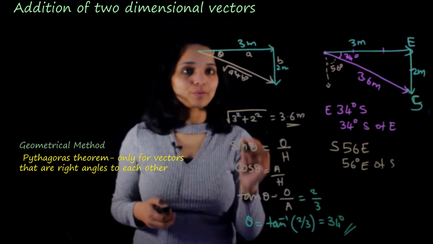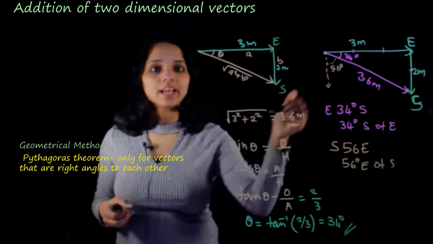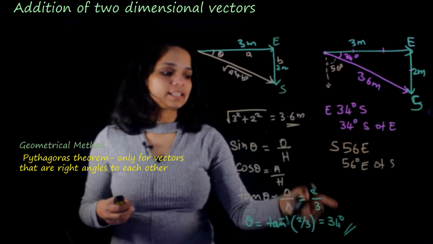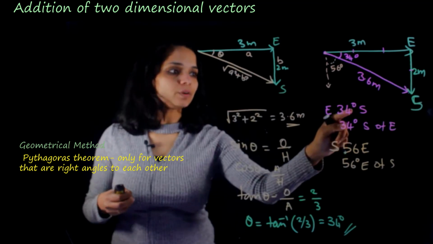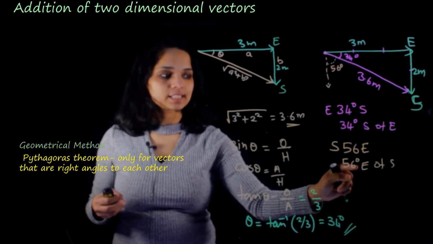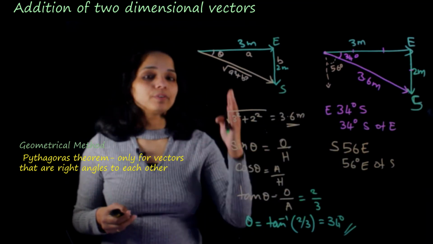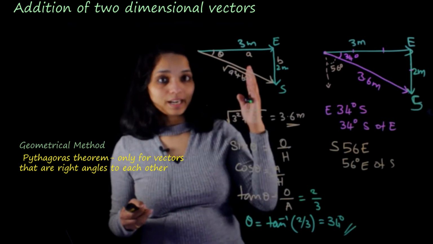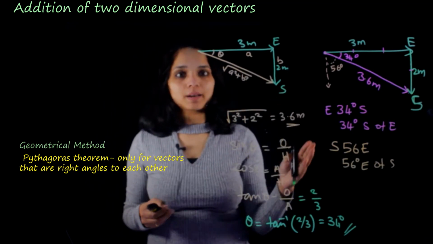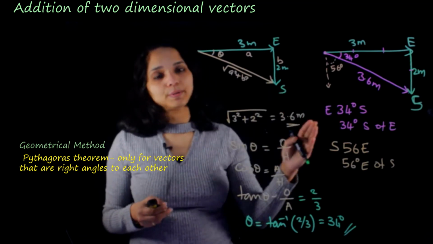And once I get 34 degrees, again the angle should be mentioned the same way as we did before. It is 34 degrees towards south from east, or you can say this is 56 degrees east of south. Okay. Summary: we've learned a graphical method as well as a geometrical method, but the geometrical method works only if the vectors are perpendicular to one another.